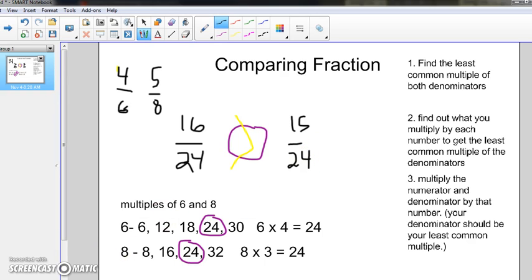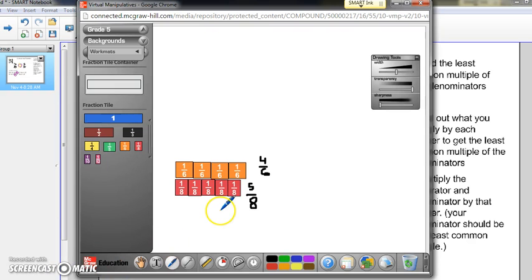And I'm going to go down now to right here and check out if that's true. Here was 4/6. I have it with 4 fraction bars out of 6, and I have 5/8, and I can clearly see that 4/6 is greater than 5/8.